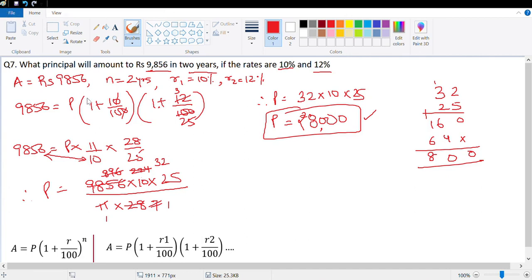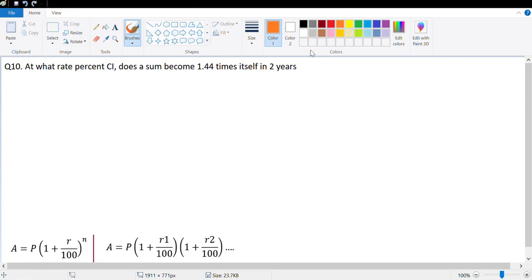Good, let's look at the next one. The next one that we have is question number 10. It says, at what rate percent compound interest does a sum become 1.44 times itself in 2 years? Now, these kind of questions are usually not asked in the ICSE exam, where there is a relation which says it becomes twice of itself, 1.44 times, or any such relation. These questions are usually not asked, but let's look at these questions.